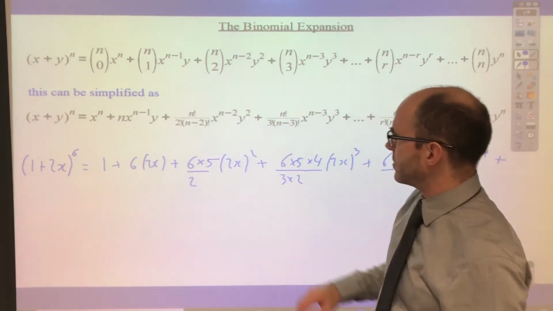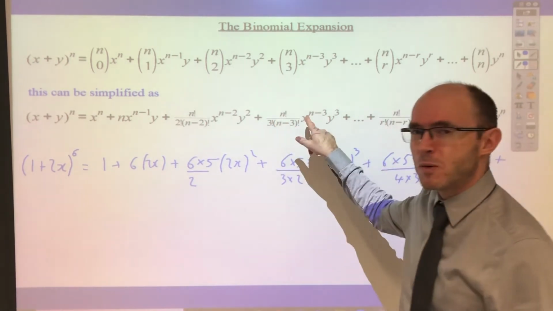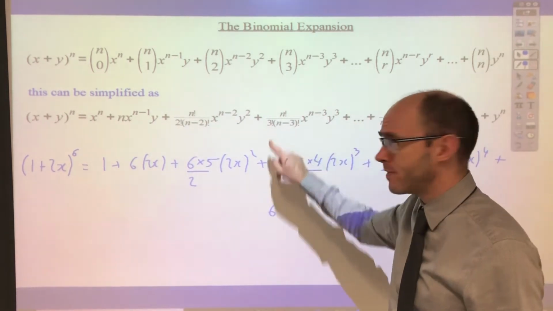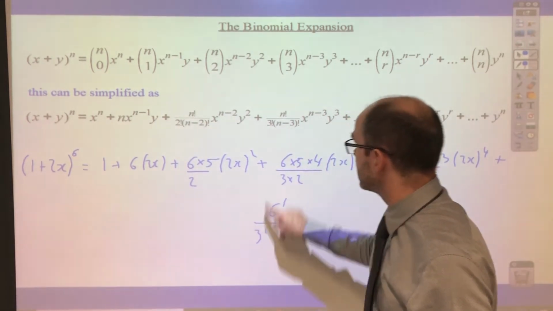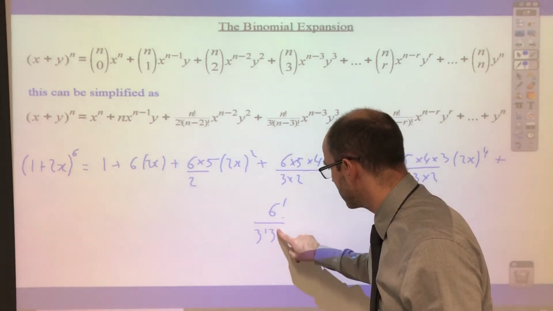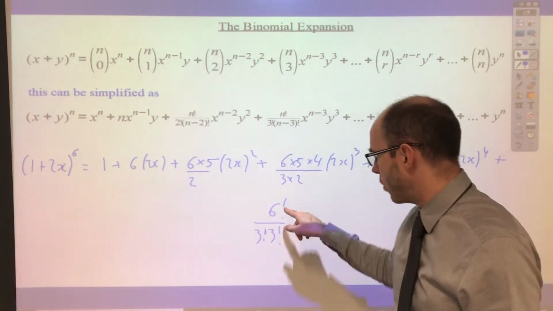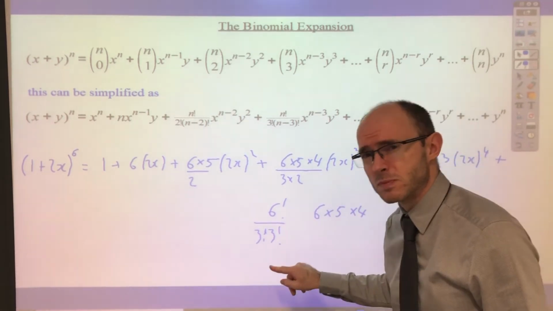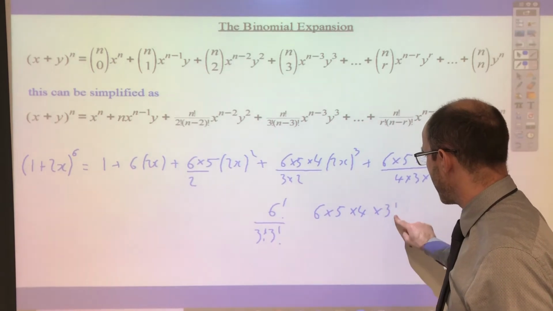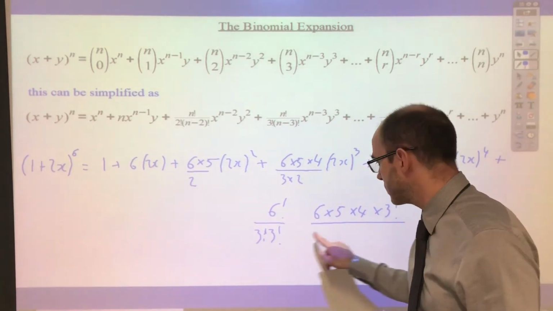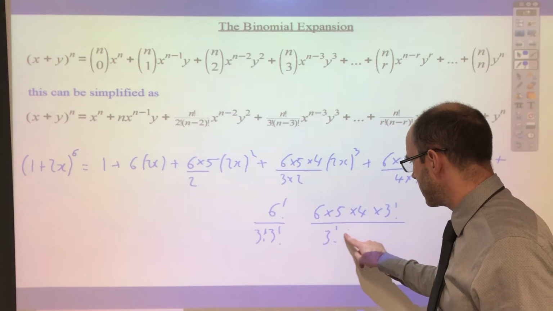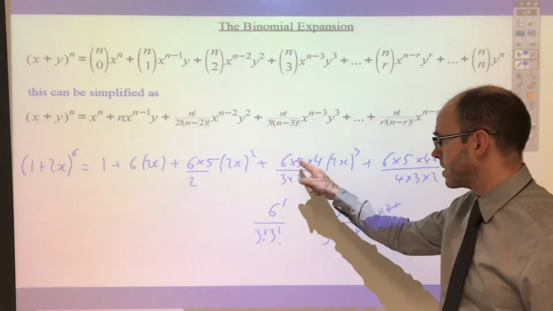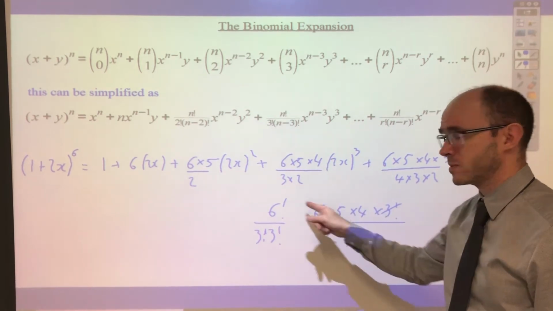Let's just take this one here, for example. Okay, so here, when you compare it, the n factorial is 6 factorial, isn't it? And then the 3 factorial, and then 6 subtract 3, which is another 3 factorial. Let's look at the simplification of that. On the top, you get 6 times 5 times 4 times by 3 factorial. And on the bottom, you've got the 3 factorial, and then another 3 factorial. But guess what? These 3 factorials cancel. Hence, 6 times 5 times 4 over 3 times 2 times 1.